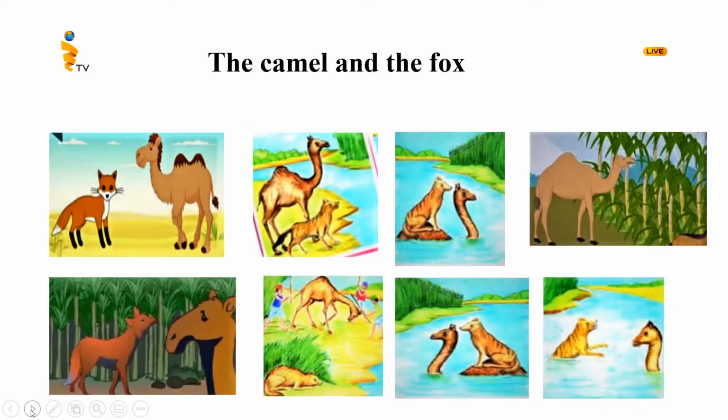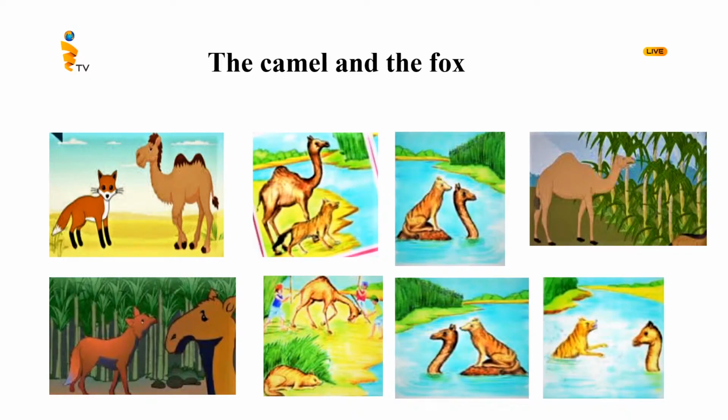Now let me explain how to organize your story. We will look at the following story: The Camel and the Fox. As I mentioned earlier, the story map will help you to build up the story in a smooth, nice way. Let's see the pictures related to the incidents of the story. You can understand the story by looking at the pictures.